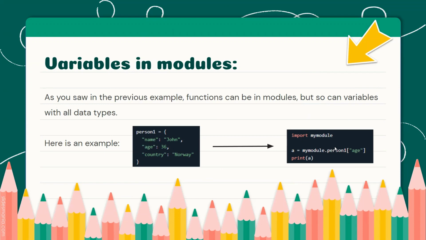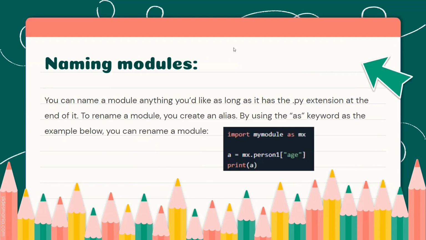So these are variables in modules, and again, there are many data types. Check out my previous video, which goes more into data types and variables, but this is an example of variables in modules. Now, naming modules. You can name a module anything you'd like, as long as it has the .py extension at the end of it, like we covered.